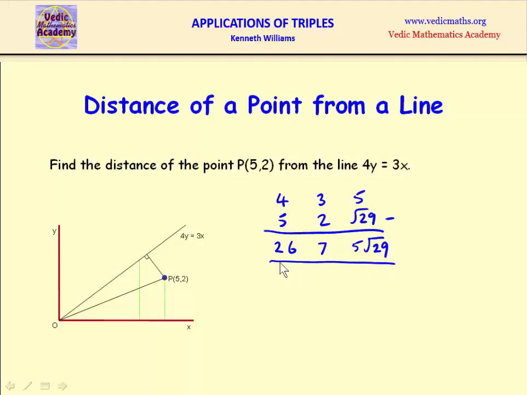Now just think about this for a moment. It's got 26 for the first element and 7 for the second, so it's quite a narrow triangle. If that's 26 there, that would be 7. The triangle will look something like this.